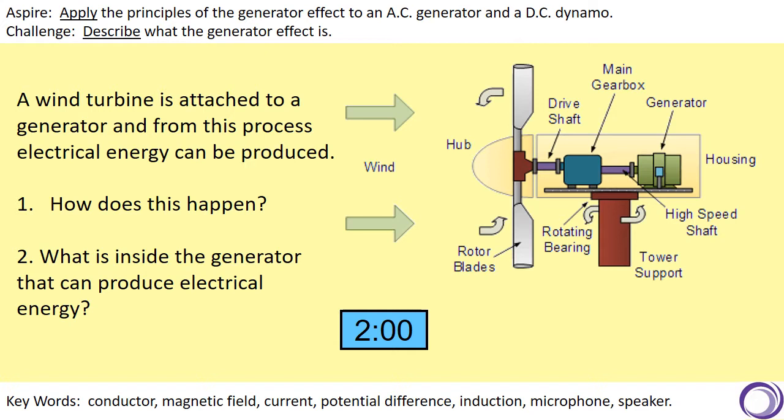Before I start explaining the generator effect, you will have come across this in the energy topic: generating electrical energy is linked to energy resources. So if you've got a wind turbine diagram there, it's attached to a generator inside, and from there we can produce electrical energy. I'm going to give you 2 minutes. I want you to try and describe how it happens and what you think is inside that generator. It could be that you can't remember at all, but you might have some idea.